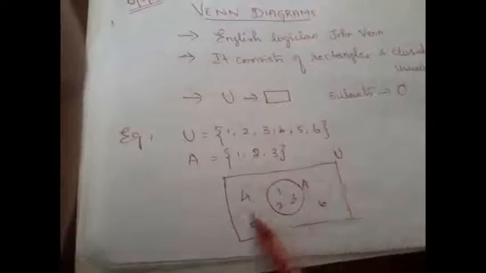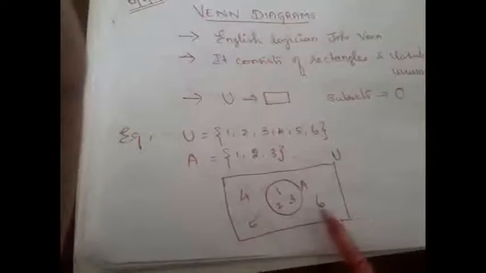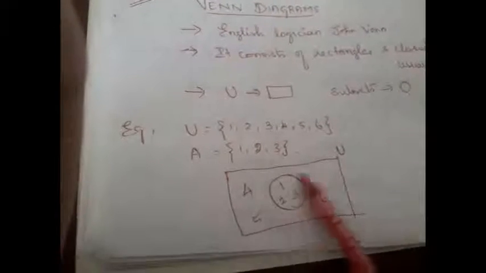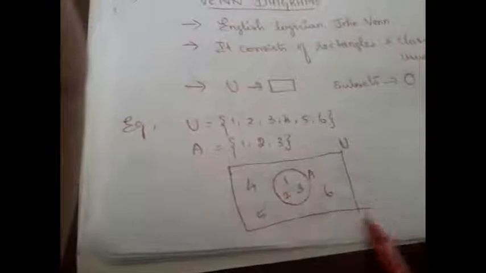Now if you analyze this diagram, this circle is inside the rectangle. So the entire region of the rectangle is the universal set. Now 1, 2, 3, 4, 5, 6, all the 6 elements are inside the rectangle, which means all the 6 elements are the elements of the universal set U. And if you analyze the subset of U, it has only 3 elements, 1, 2, 3, where 1, 2, 3 are the elements of the subset A. Right? This is how we will express the given sets using a Venn diagram.